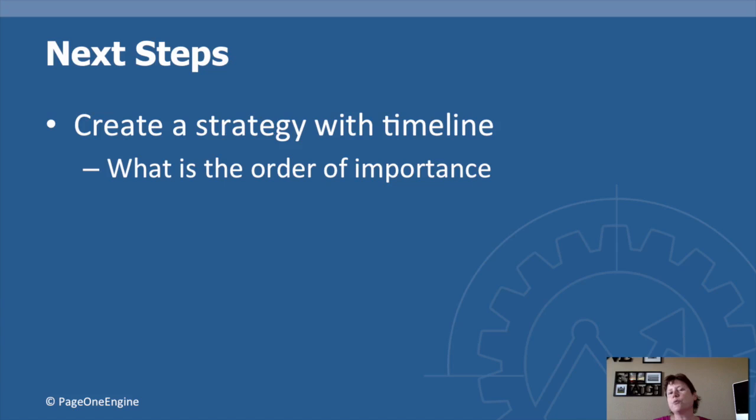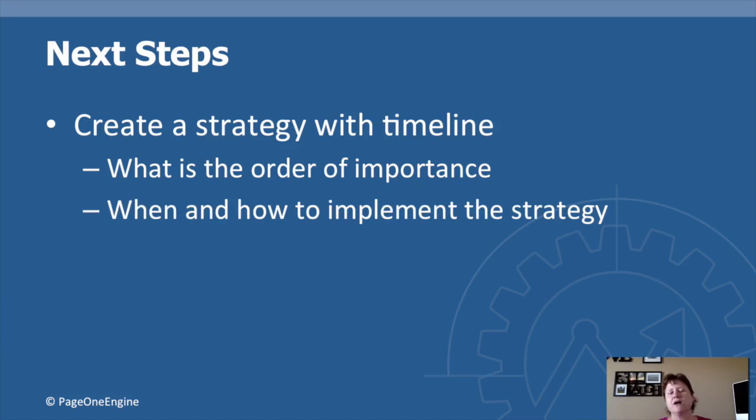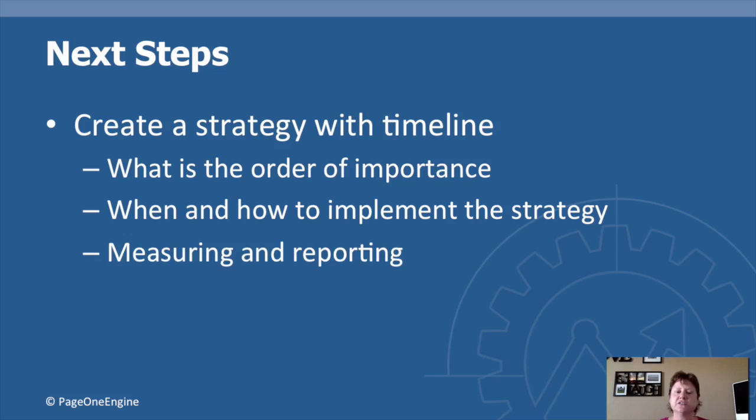Figure out what the order of importance is. What do you need to do first? And once you decide what you need to do first, you execute upon that. Figure out when and how you're going to implement that strategy. Do you need software? Do you need help? Do you need to hire folks? Whatever it is, you just figure out what that strategy is. And then finally, measuring and reporting.